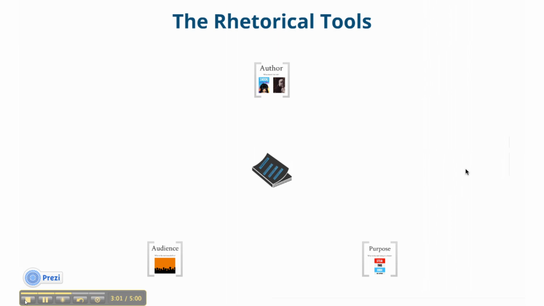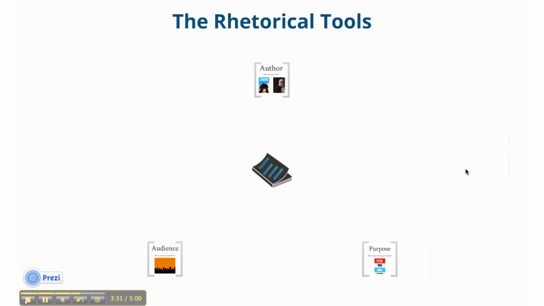If you've ever heard of the concept of triangulation, it's kind of the same thing, where you find 3 points around something in order to locate it better. So if we can fully analyze all 3 corners of the rhetorical triangle, we will have a better understanding of the text by looking at its context.